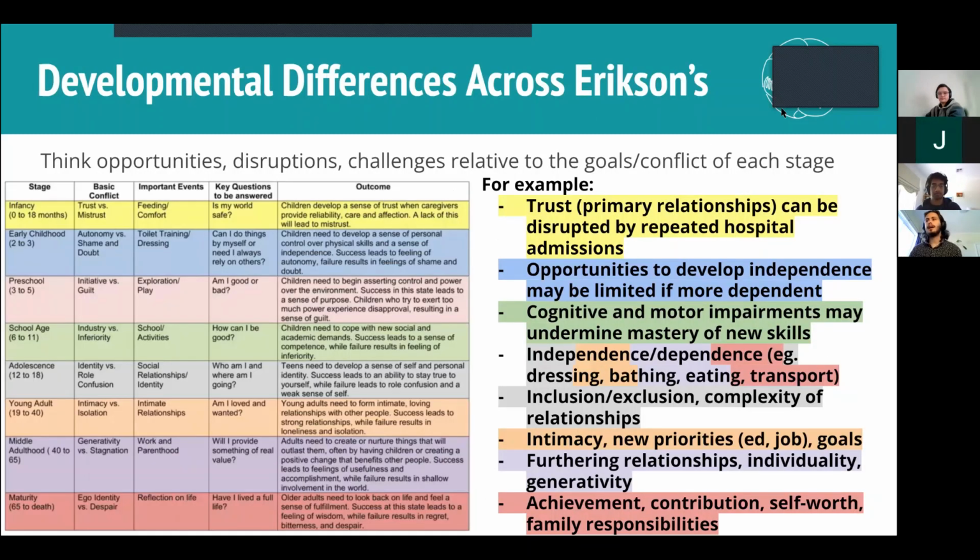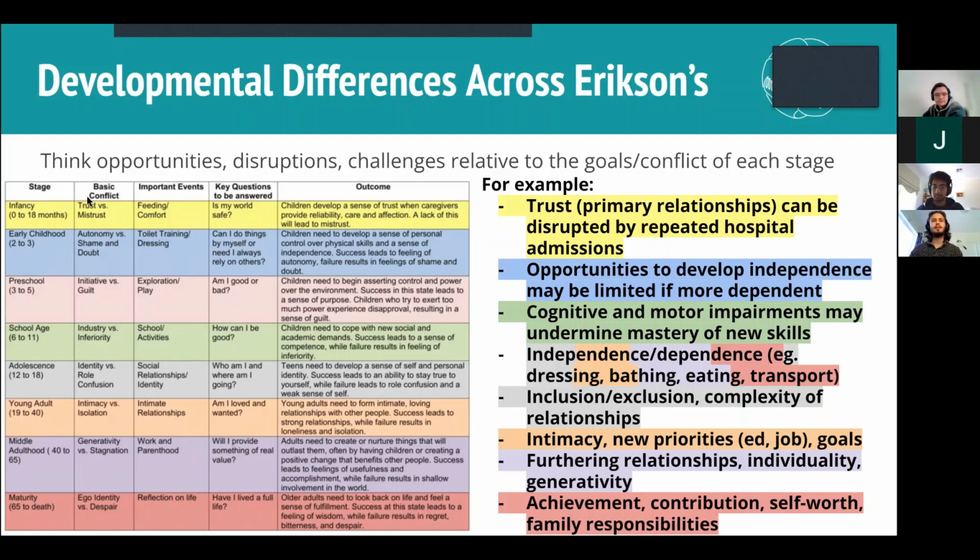All right, now I just slapped this together. This is just some examples of the disruptions or opportunities, challenges that we can have in different stages of Erikson's. And I don't even have all of the stages here. So I have the initiative versus guilt stage. I don't actually have an example for right here, but you can logically go through these.